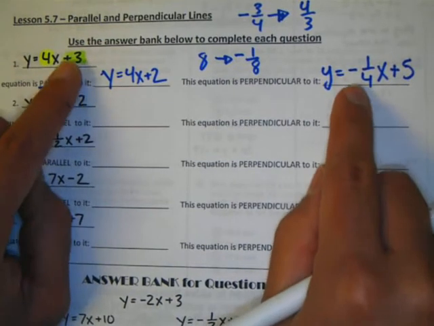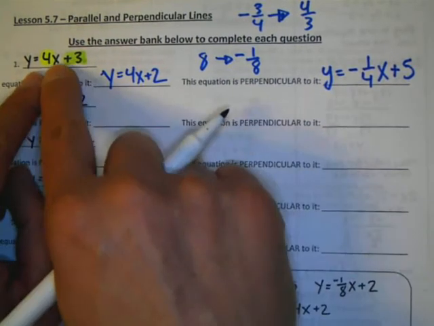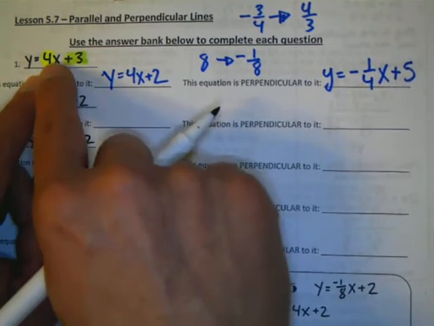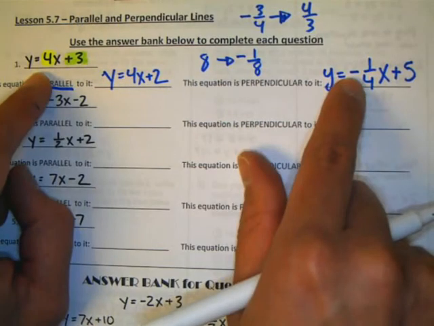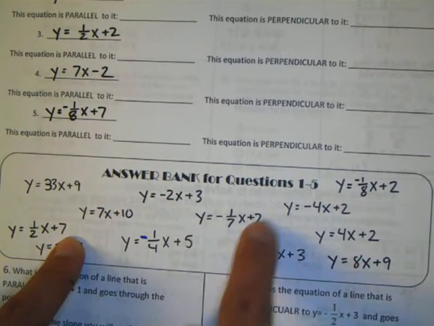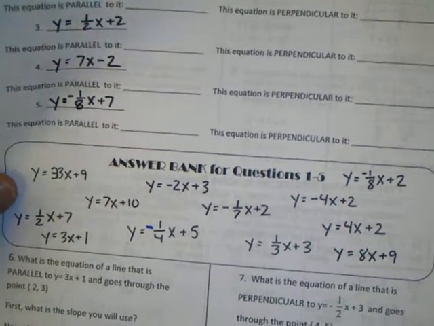Now I know these are perpendicular again because look at the slopes. This one's 4, and this one's 1 over 4. This one's positive, this one's negative. Okay, that's how you know. You should be able to do the others because the others do have the correct answers down here in the box. Let's go down here.